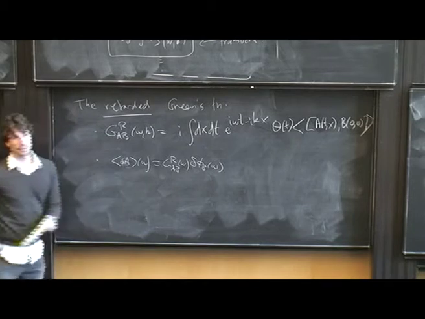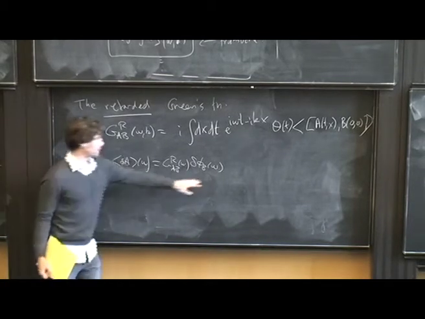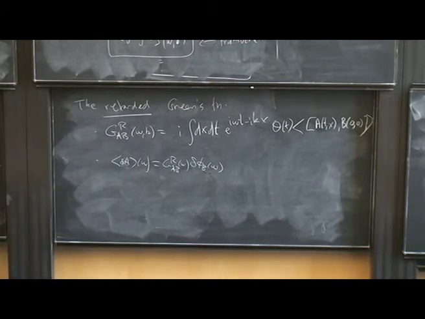I'm just dropping the k dependence for simplicity. Okay, so the retarded Green's function is the thing that relates sources and expectation values, causally.